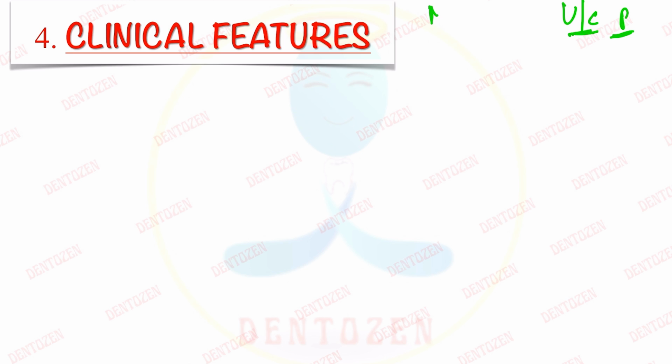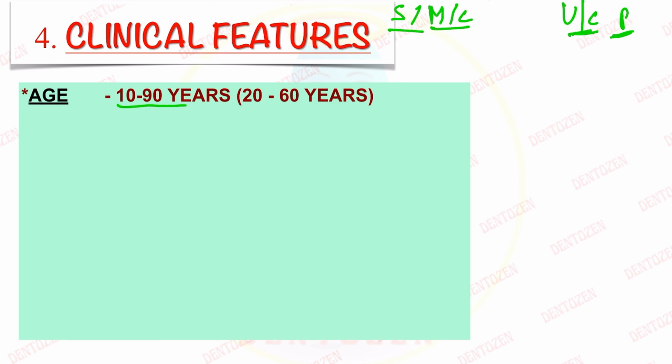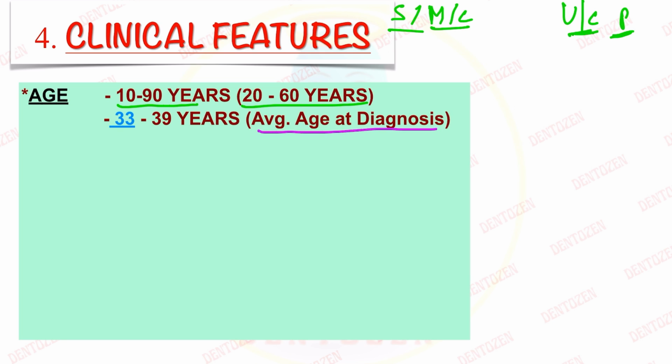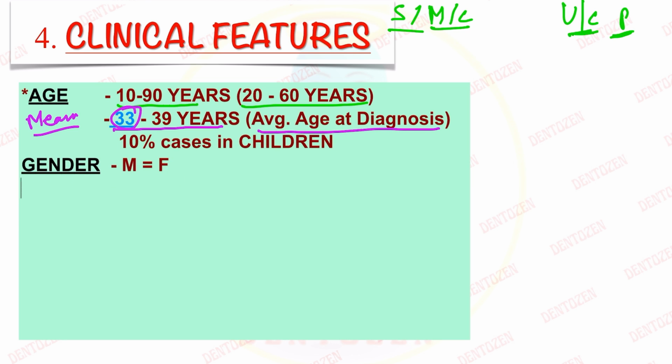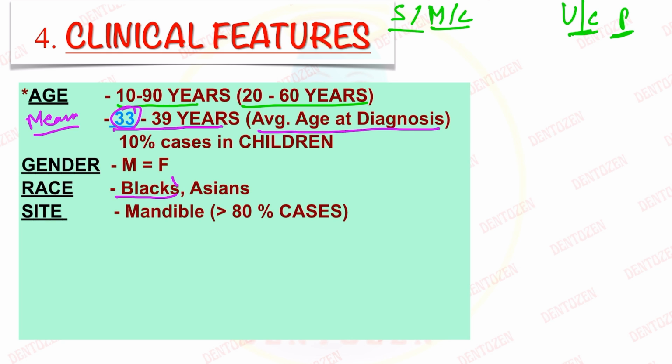Here we are going to talk about the multicystic or the solid type mostly. It occurs over a wide age range. Most of the cases are seen in 20 to 60 years of age. The average age at diagnosis is 33 to 39 years. Here you get your important entrance question. What is the mean age of ameloblastoma? It is 33 years. Equal gender predilection is seen and 10% of cases can occur in children. If we talk about race, some studies say it is more in blacks, others say that greater incidence is seen in Asians, so there is conflicting evidence.